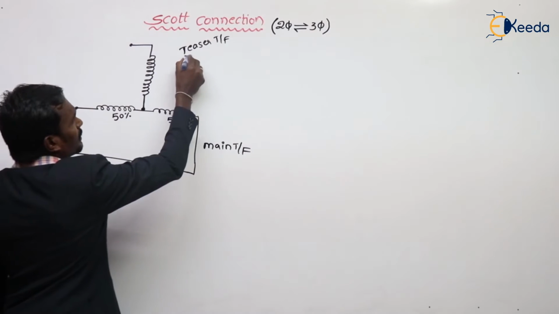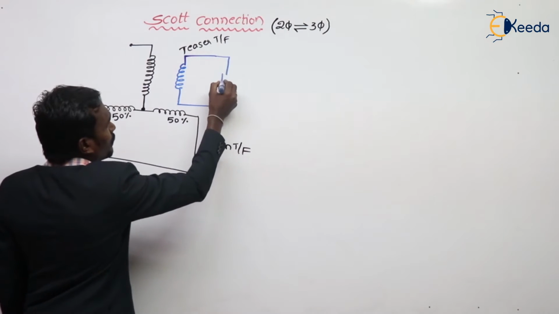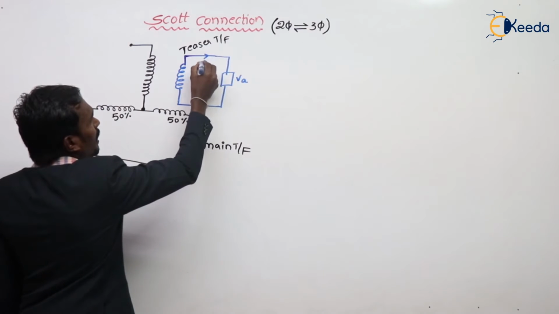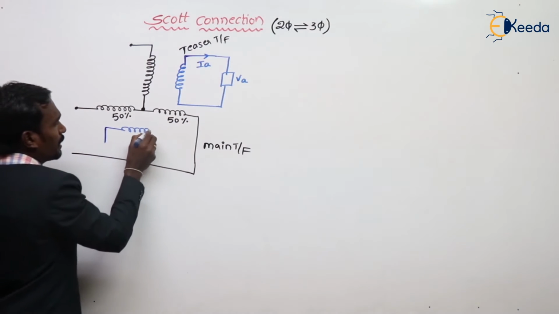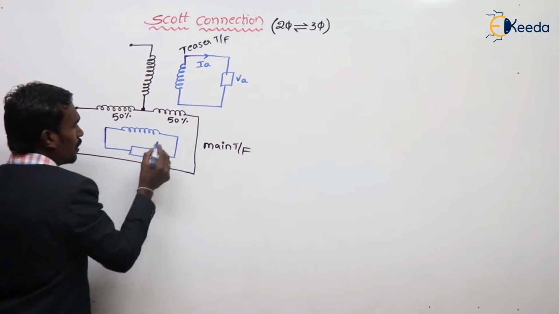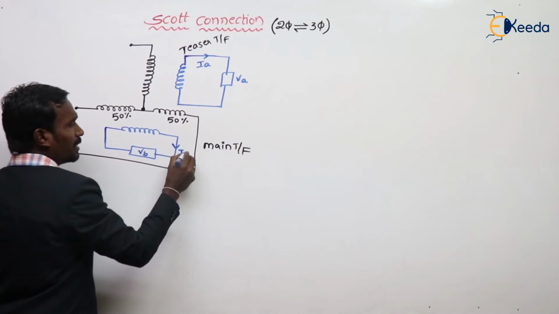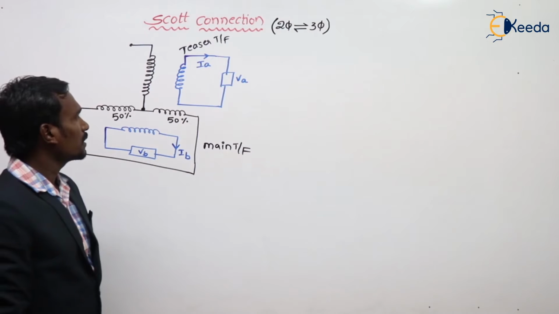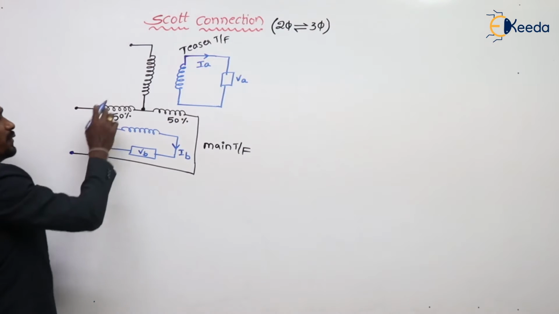And its secondary is there. For example, this is the secondary of the teaser transformer, which is connected to the load. This is VA and here the current is IA. And this is the secondary of the main transformer, connected to the load, which is VB, and here the current is IB. See here, these are the three phases.